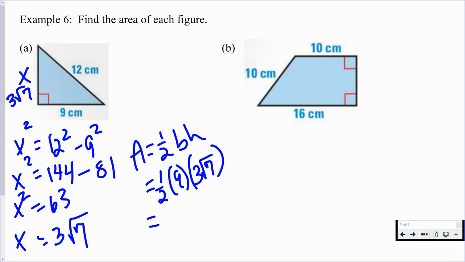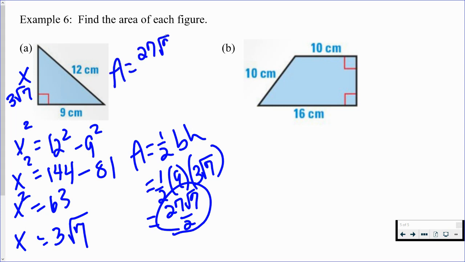Okay, let's think about here. None of these is divisible by 2, so we're going to leave a 2 on the bottom. 9 times 3 is 27, so 27 square roots of 7 all over 2. So our area is 27 square roots of 7 all over 2. Oh, and we do have units, so this would be centimeters squared.